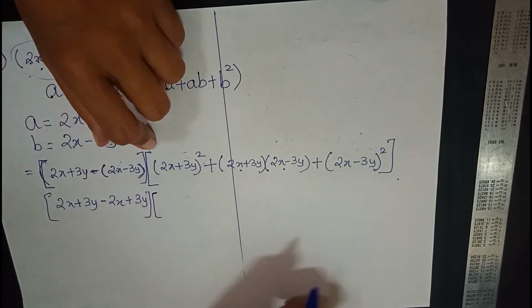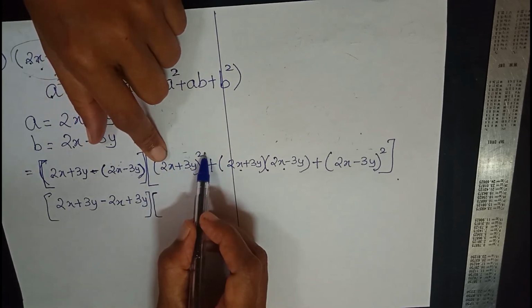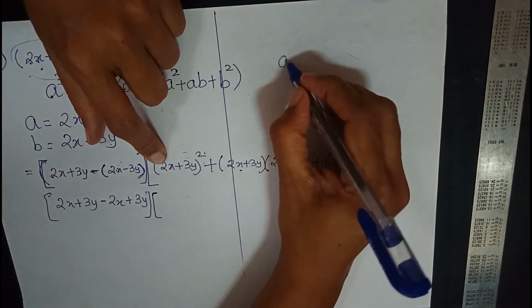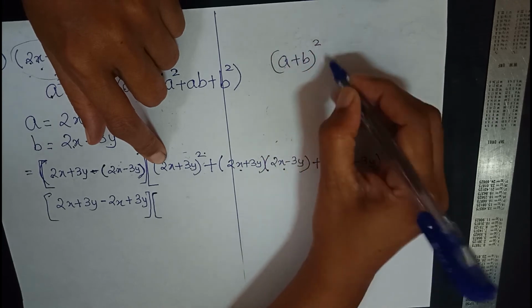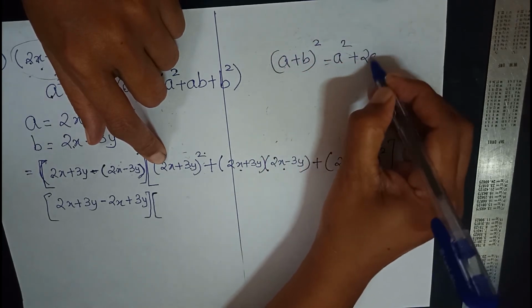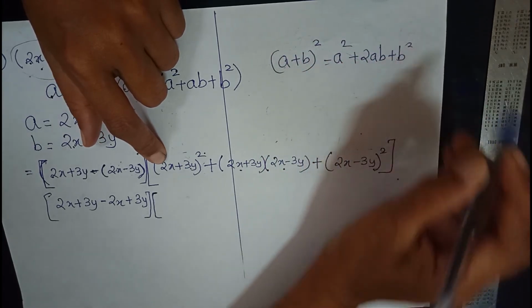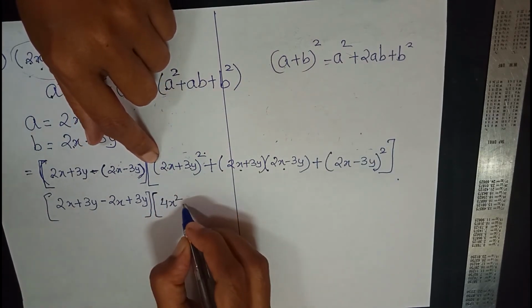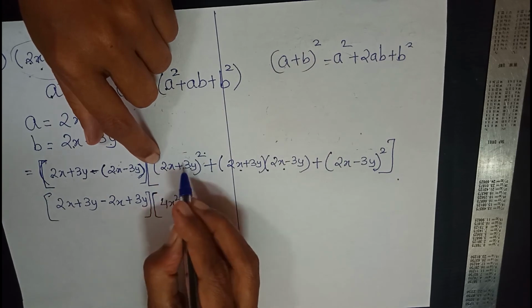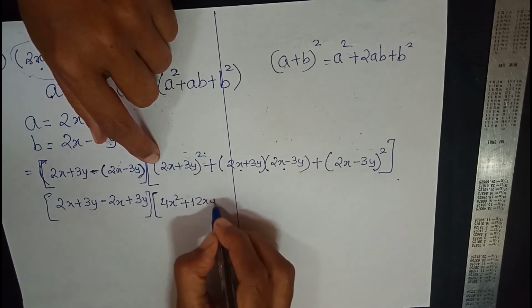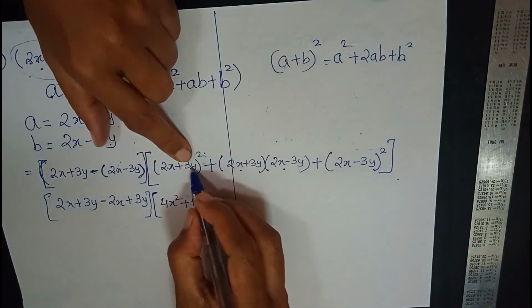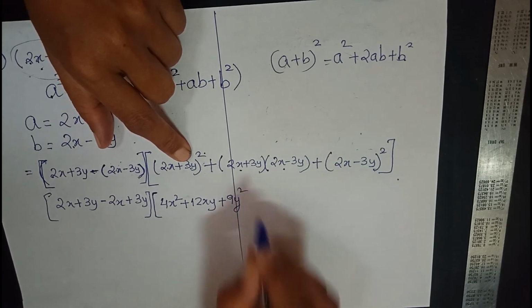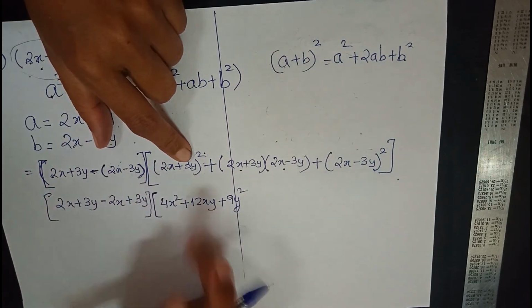Now let's do the second bracket. A plus B the whole square formula expansion. A plus B the whole square is A square plus 2AB plus B square. So A square, 4x square. 2AB, 2 into 2, 4, 4 into 3, 12xy, plus B square, that is 9y square. Right? This is the expansion of the first bracket.